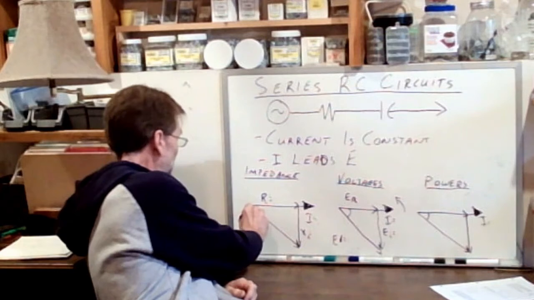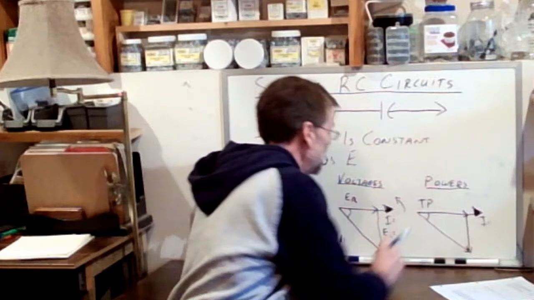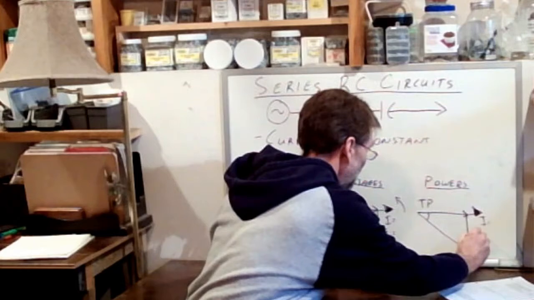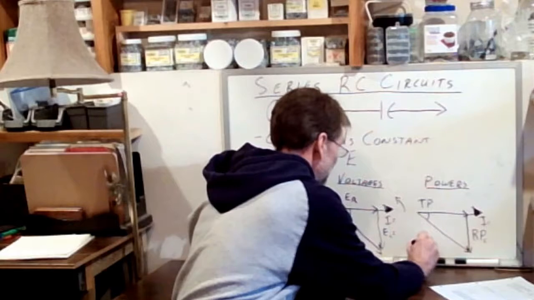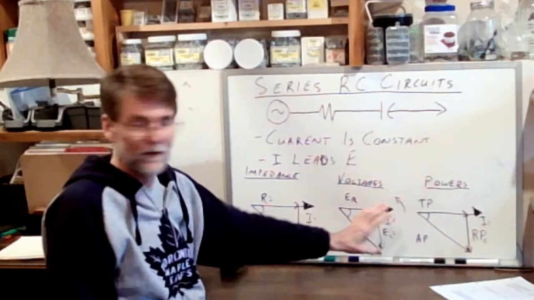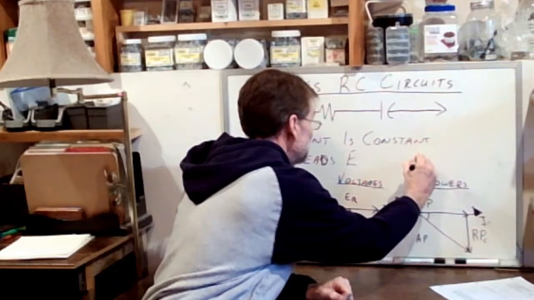And what are our three powers? The power that is at 0 degrees, in phase with the current, is our true power. The power at 270 degrees is our reactive power, RP, and I will subscript that C, reactive power as a result of that capacitor. And finally, the hypotenuse is AP, or apparent power. So there's our three triangles. There are all of our variables that we will use to calculate our circuit once we get some numbers to do the math.